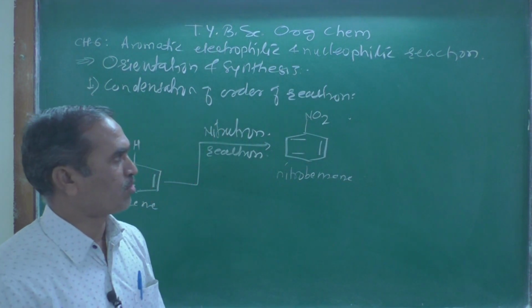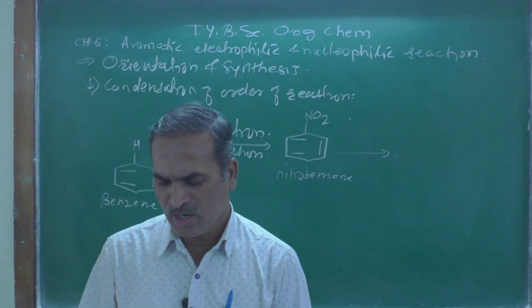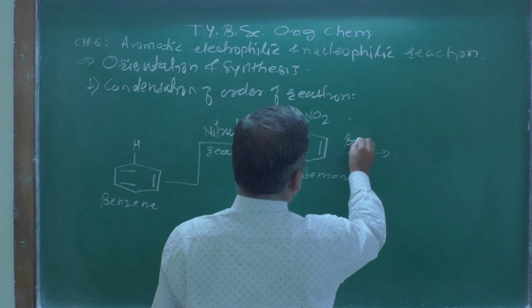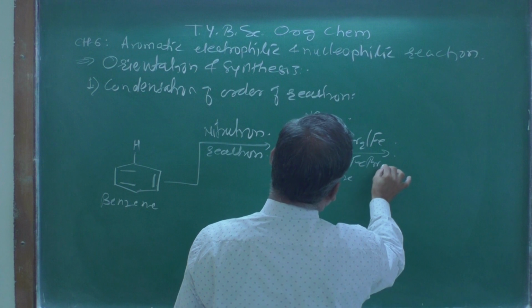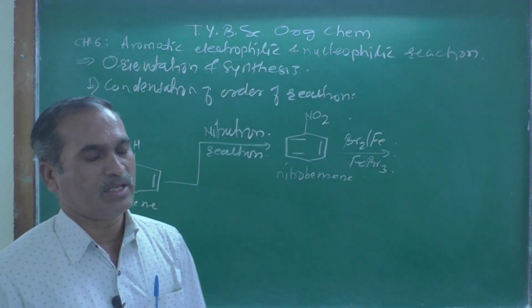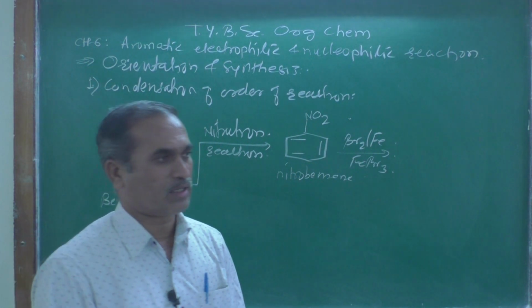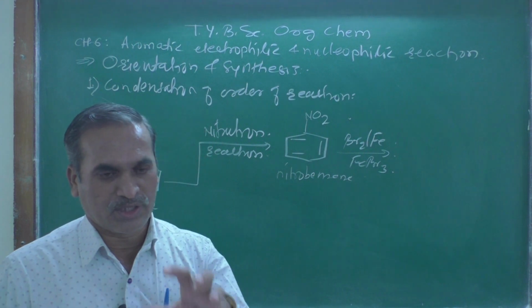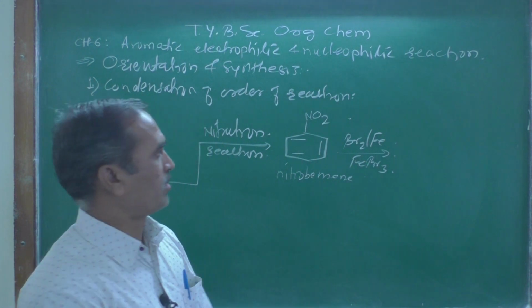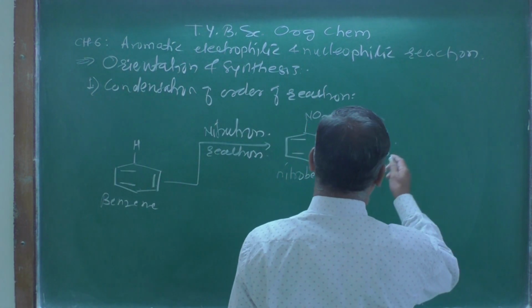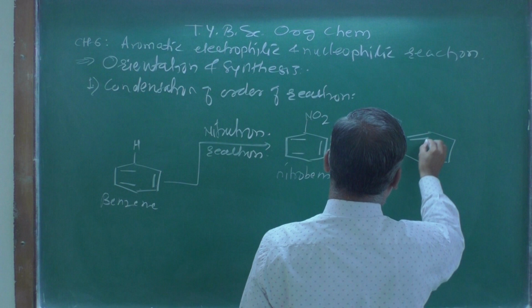After nitrobenzene, you treat this nitrobenzene for halogenation, Br2 in the presence of Fe or FeBr3. FeBr3 is known as a Lewis acid. The function of the Lewis acid is to generate the electrophile. Here the bromonium ion is formed.